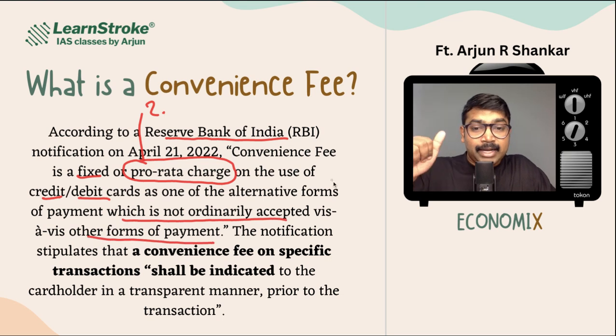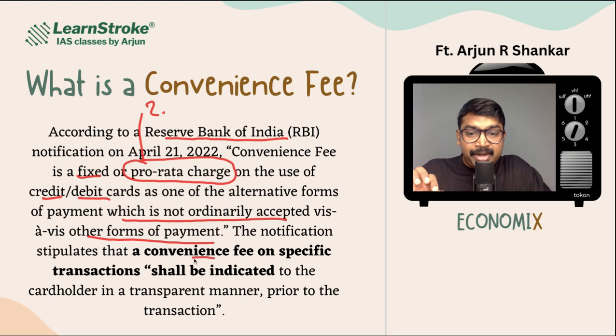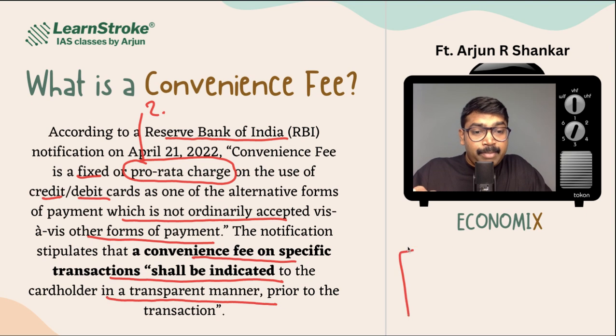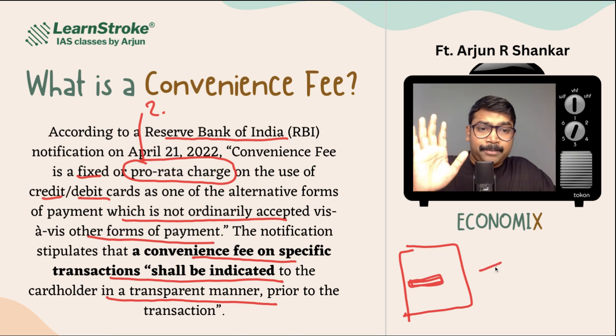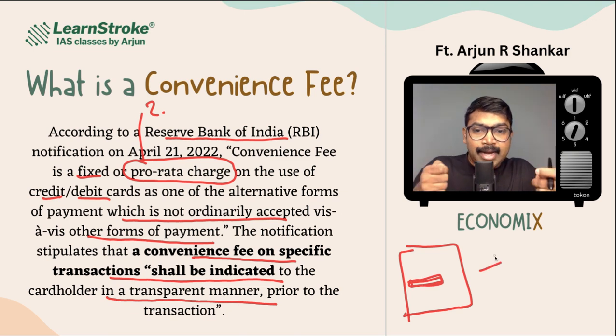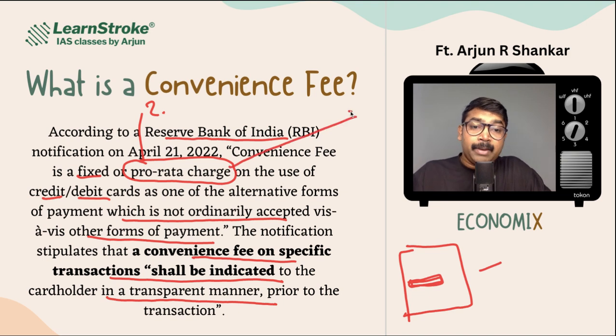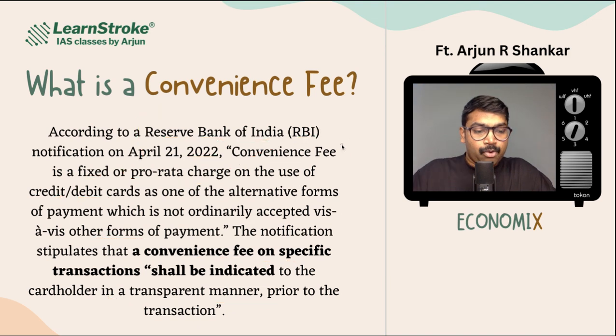So definitely it's a pro rata charge or a fixed charge that you normally give. And the RBI notification clearly says that the convenience fee on specific transactions shall be indicated to the cardholder in a transparent manner. So whenever there is billing going on, the convenience fee should be very transparently written, showing that the online platform is getting a pro rata charge for using something. So in order to understand this, you need to know what a pro rata charge means, which I'll explain. Don't worry.